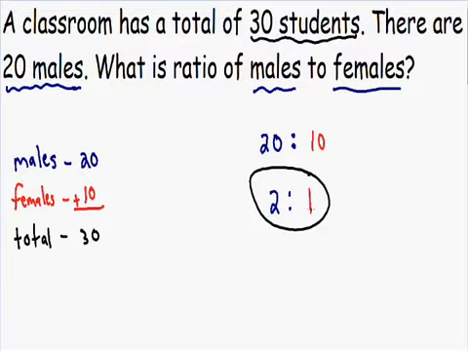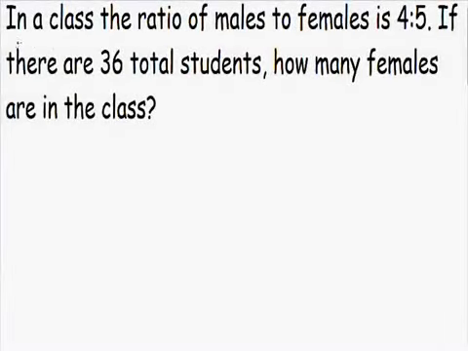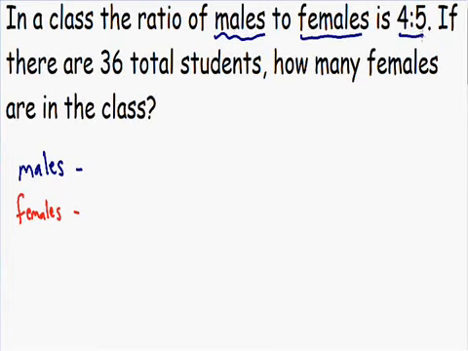So let's go over one more example. So here in this problem it says, in a class, the ratio of males to females is 4 to 5. If there are 36 total students, how many females are in the class? So once again, let's start off by writing the total number of males in the classroom and the total number of females in the classroom. And none of this information is directly given to us. The only thing it tells us is the ratio of males to females is 4 to 5.